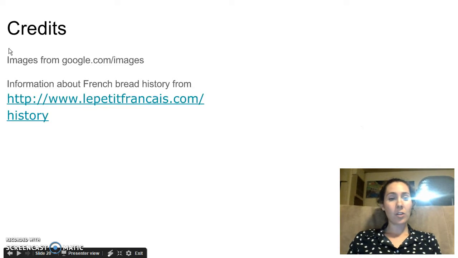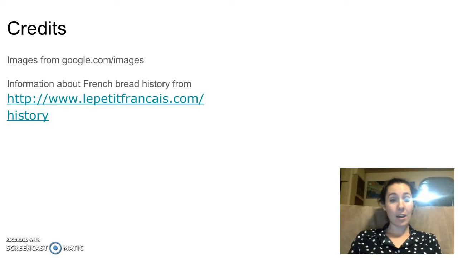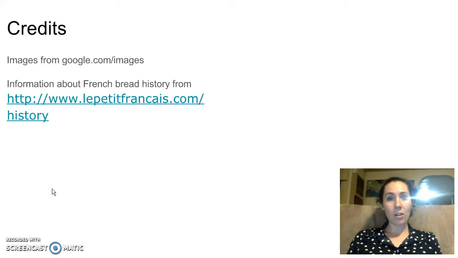Then here's where you'll have the credits. So this is a very general reference here, images from google.com/images, and then the information about the French bread history. This is a very, very sparse credit. I would like for yours to be at least APA format, and I would like it to be in alphabetical order.